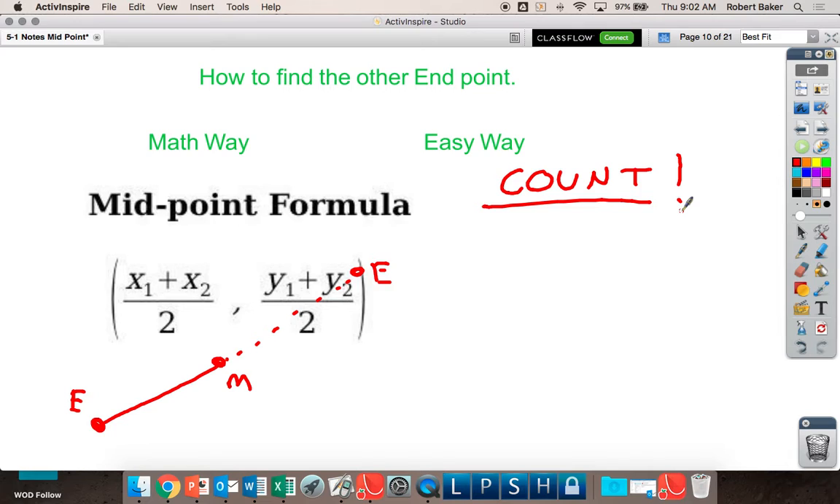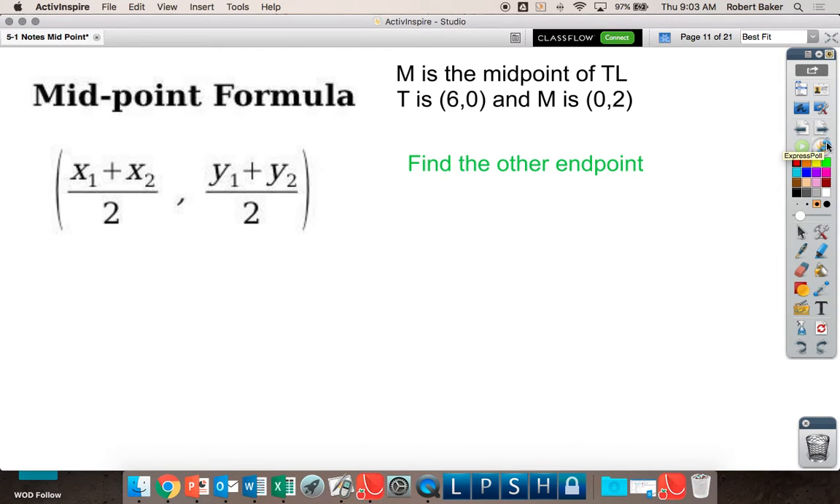The counting way. And guess what I'm going to do on the test? I'm going to give you a graph on the test, so if you choose to count, you have the ability to count. So that's why I'm going to show you both ways, right? Option number 1, the math way. Everybody's favorite way. M is the midpoint of TL.